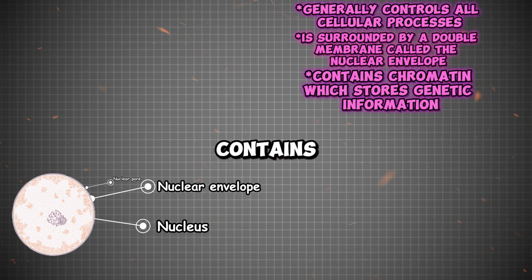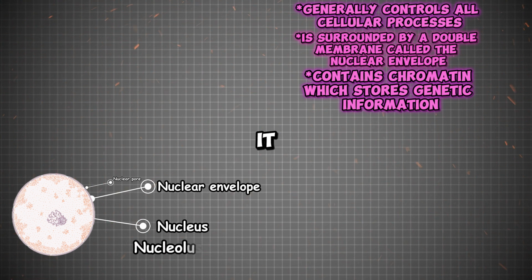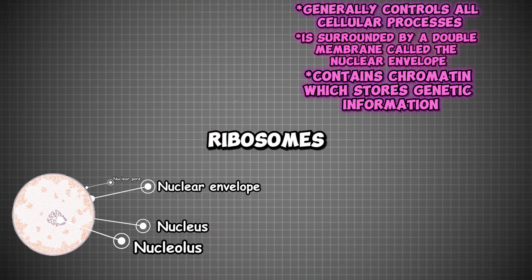The nucleus also contains chromatin, which stores genetic information and is the material from which chromosomes are made. When a nucleus is viewed under a microscope, you see one or more darker regions in it. These are called nucleoluses. These are where ribosomal RNA, which are assembled into ribosomes, are made before they pass through the nuclear pore and into the cytoplasm.